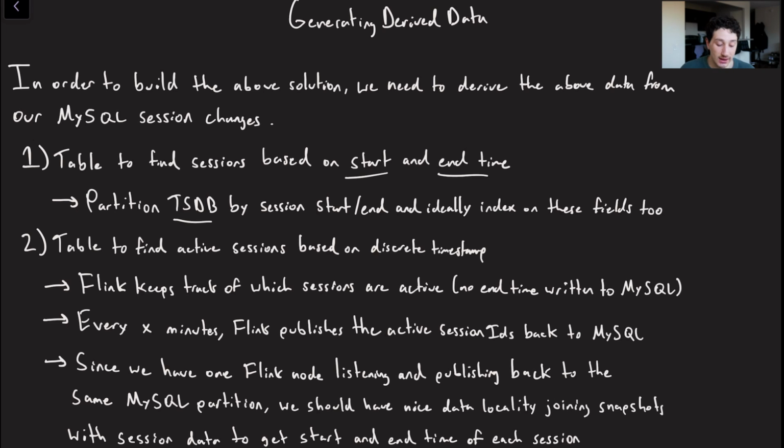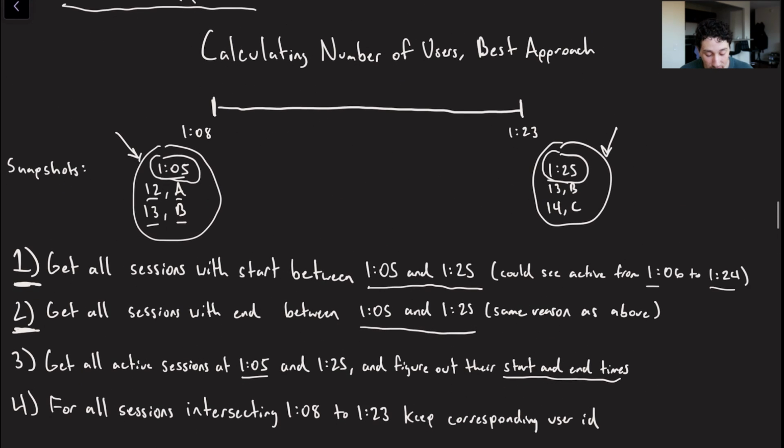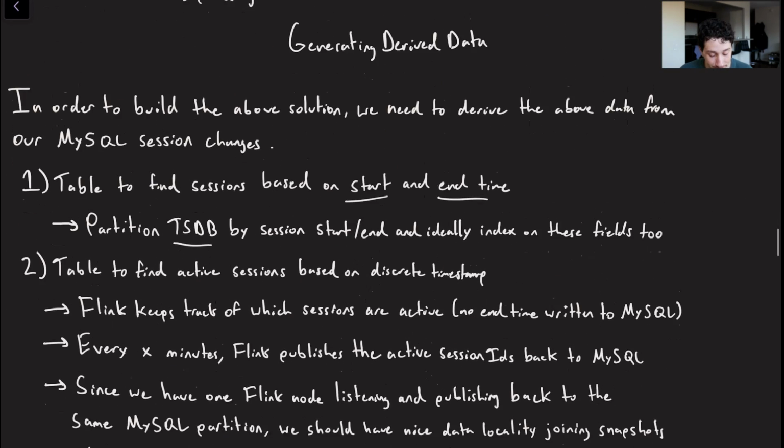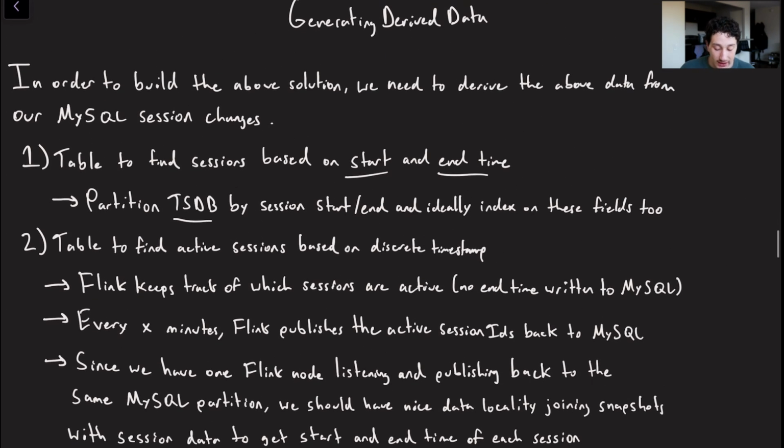Ultimately, it's going to be a distributed read on an immutable table, and what can you do? Cool. Number two is that we need to be able to find the active sessions based on the discrete timestamp, right? So effectively, these are our session snapshots. So in the above example, it's something like this. At 1:05, which sessions were active?